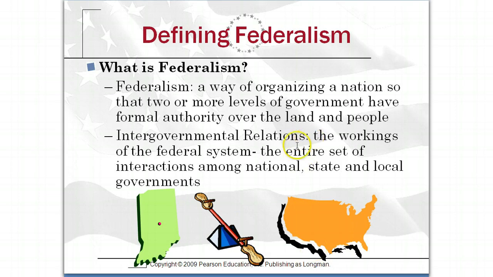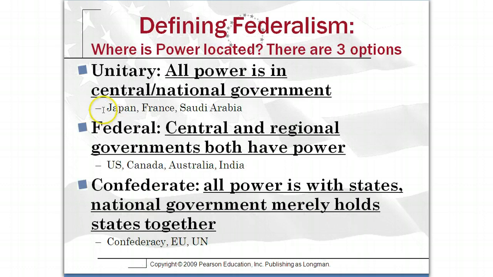And federalism also has to do with intergovernmental relations, the working of the federal system, the entire set of interactions among national, state, and local governments. So not only that we have these different levels of government, but how they work together to control various aspects of our lives. So we're going to review some things we learned during week 1.